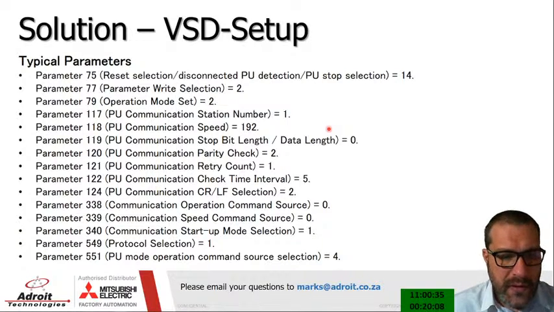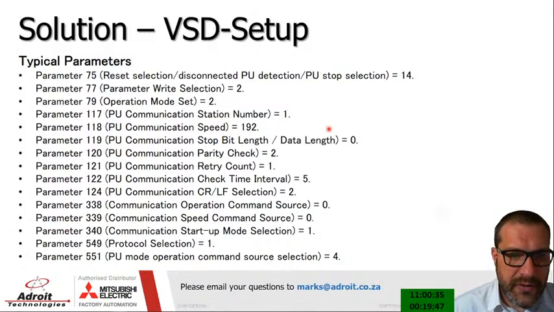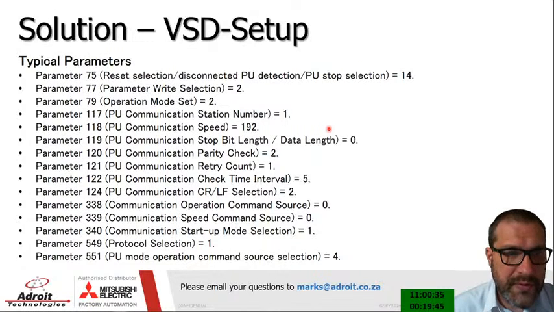Okay. And of course, let's go through these important parameters. 549 protocol selection equals 1. That means that you are using the Modbus protocol. Okay. And 551, your operation command source selection is 4. In other words, you're telling it it's receiving its commands via the RS485 port or the PU port. Okay.